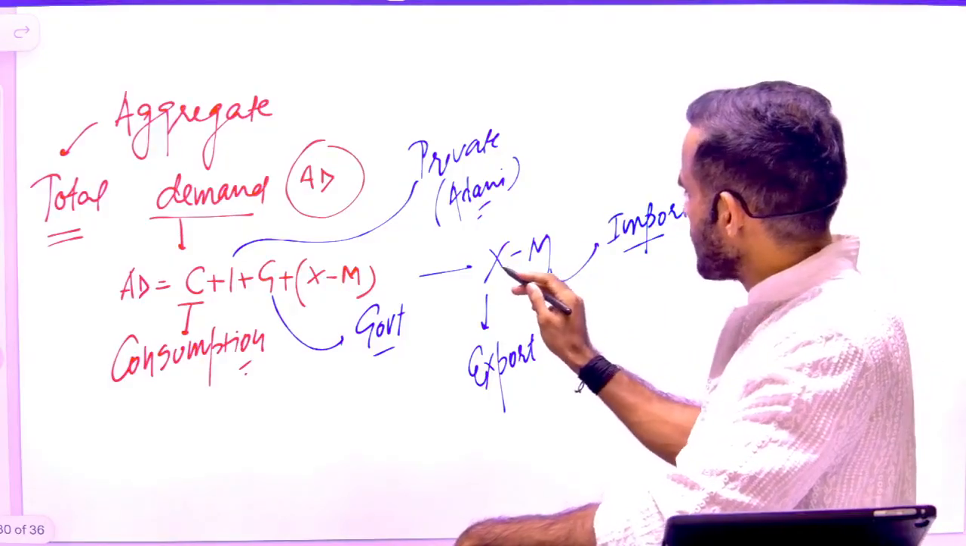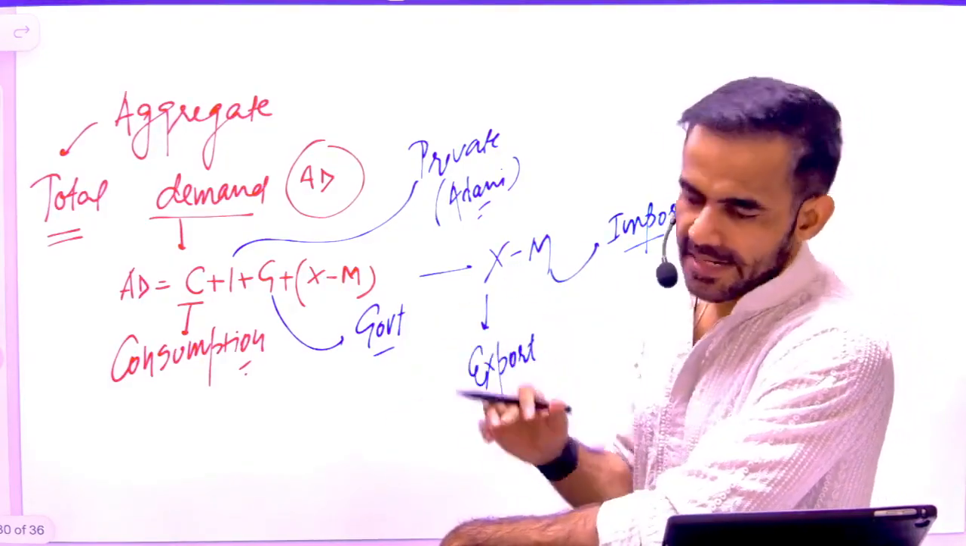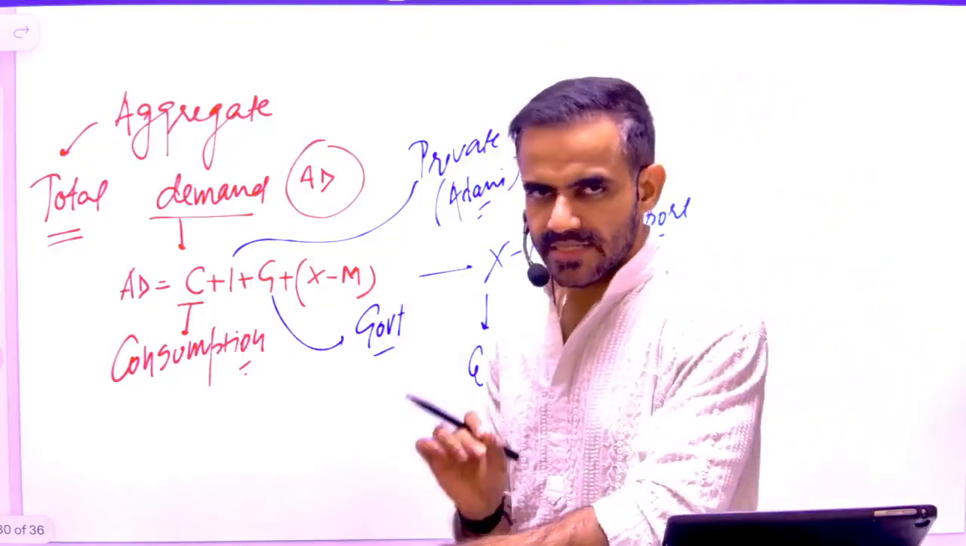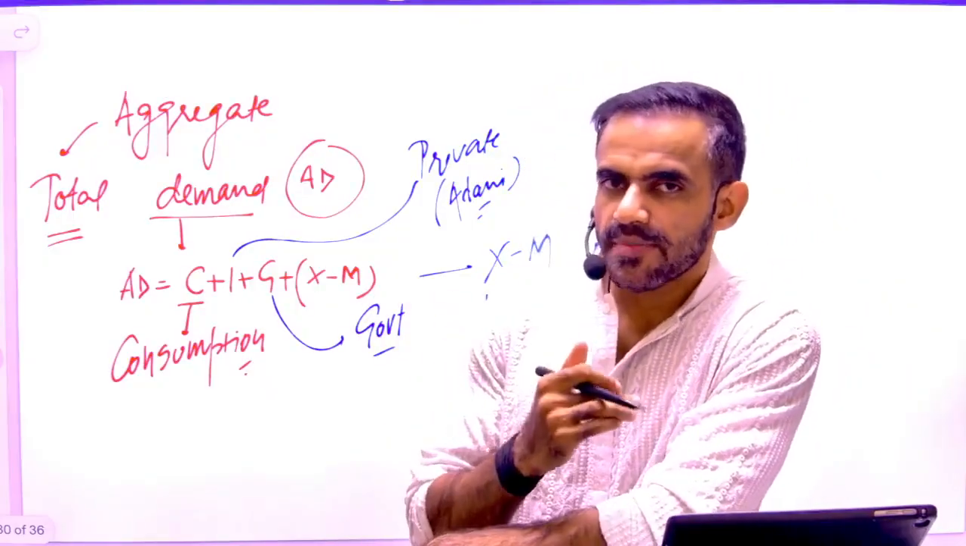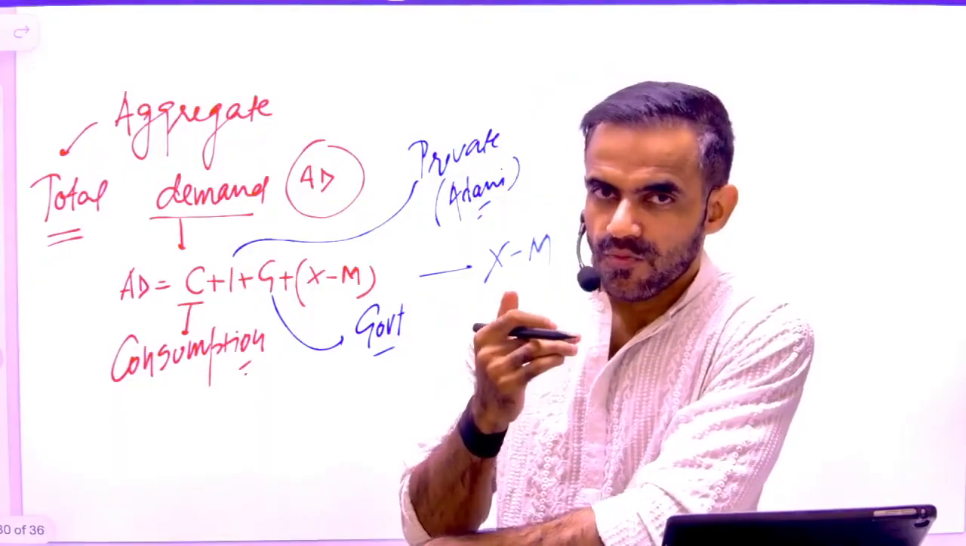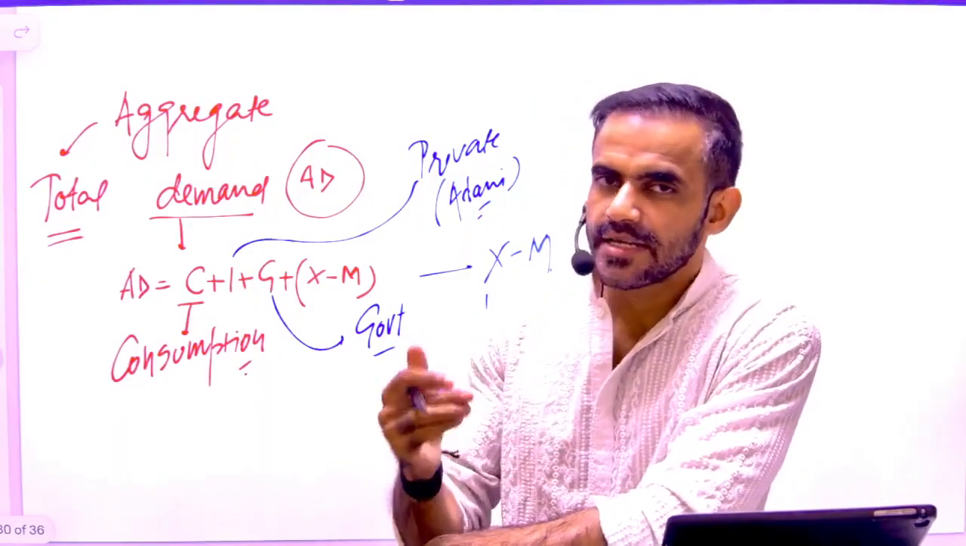Why have we basically kept it x minus m? Why not m minus x? Understand it this way. Let's say we are exporting. Exporting basically means we are selling something. We are producing it in India and we are selling it abroad.